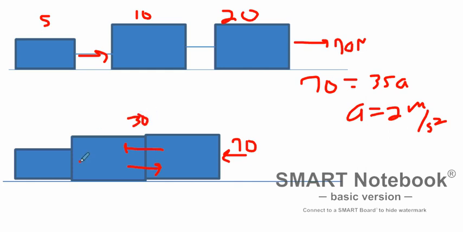And then what about the contact force between these two boxes? Well, this box only has to push 5 kilograms at 2 meters per second squared. So that would be 10 newtons of force.